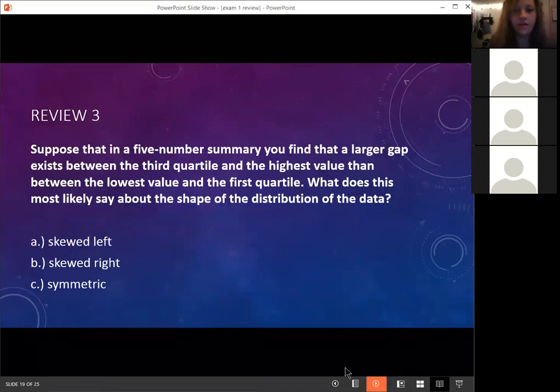Let's do a few more here. Suppose that in a 5-number summary you find that a larger gap exists between the third quartile and the highest value than between the lowest value and the first quartile. What does this most likely say about the shape of the distribution of the data? Go ahead and check this one out.